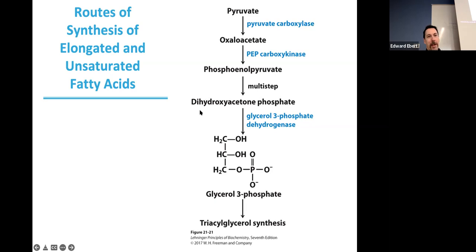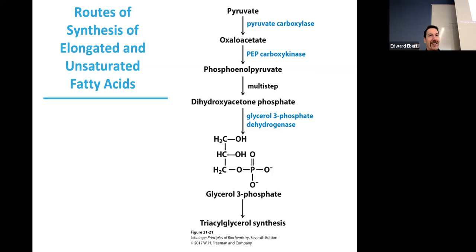All right. So how does all this happen? We can look at this in general as saying, well, first thing we're going to do, we're going to convert pyruvate to oxaloacetate. There's our pyruvate carboxylase that we talked about. PEPCK is going to give us phosphoenolpyruvate. We're going to have a whole bunch of steps to give us dihydroxyacetone phosphate. We're talking about gluconeogenesis, right?